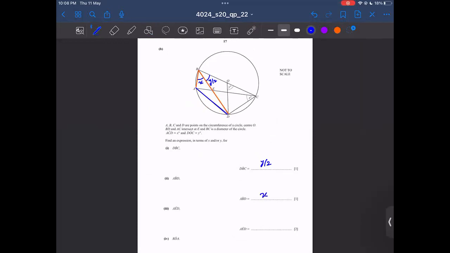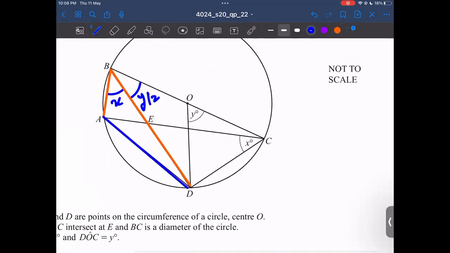Now what is AED? This angle AED. What is AED? Now this one is a bit tough. We need to find this angle AED in terms of X and Y. First thing first, we need to realize, let's just make this angle.